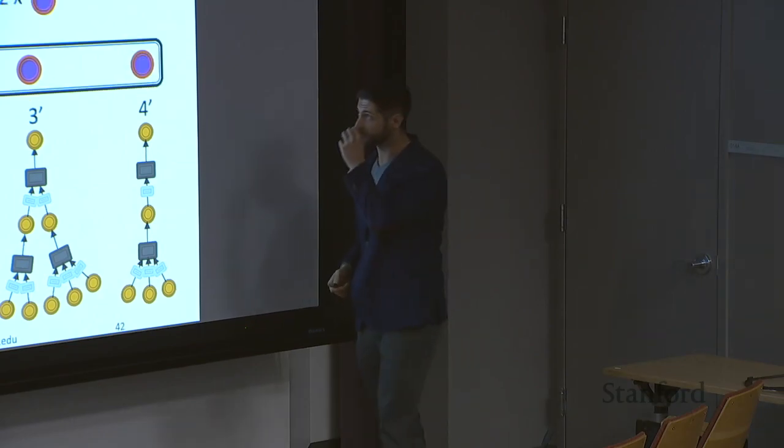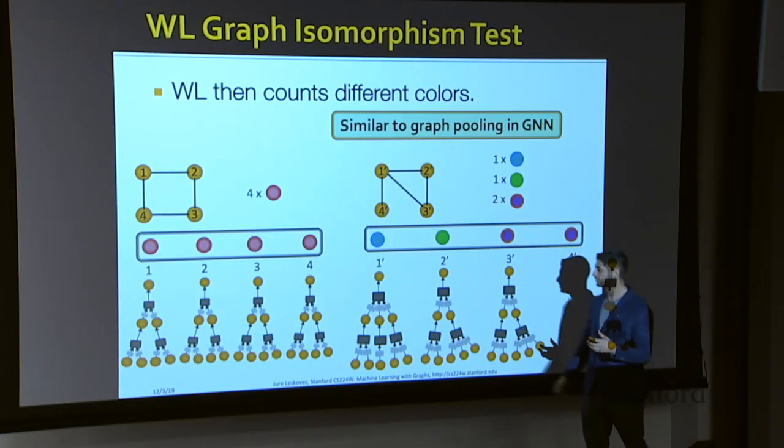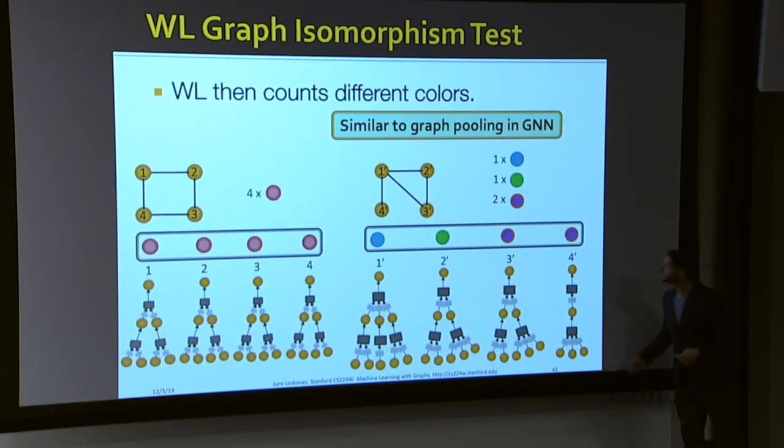All right. So now we have a grasp of how the WL test works. This is exactly what I was telling you before. Now what it performs is pooling.